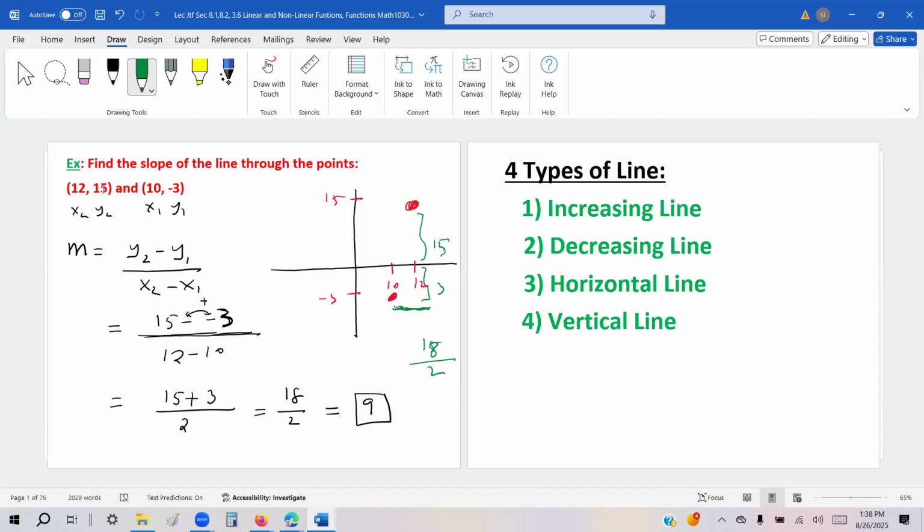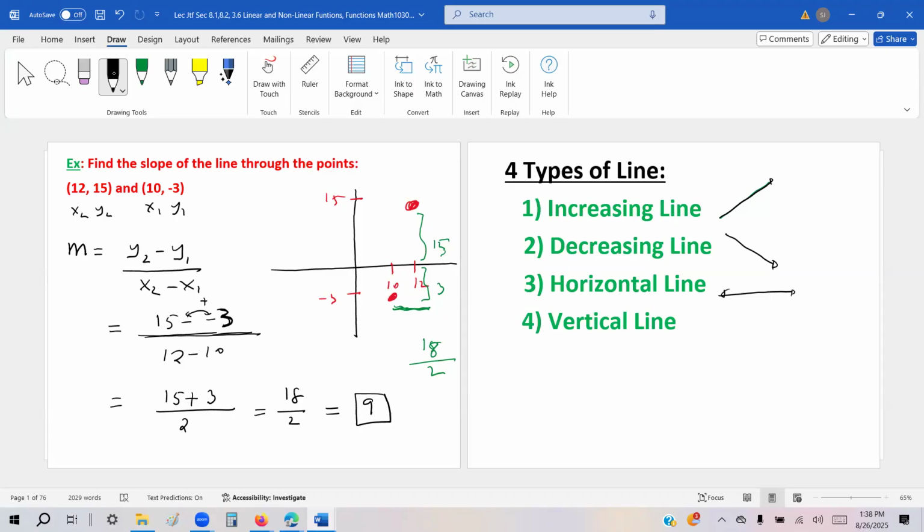How many types of line do we have? 4. We have increasing line, meaning when you walk from the left to the right, you're going upward. Basically, like you're climbing up the stairs. Decreasing line means you're climbing down the stairs. You're going down. Horizontal line. What type of line is a horizontal line? Left to right straight. It's like a flat surface, like the floor. Most of the time we walk on a horizontal surface.